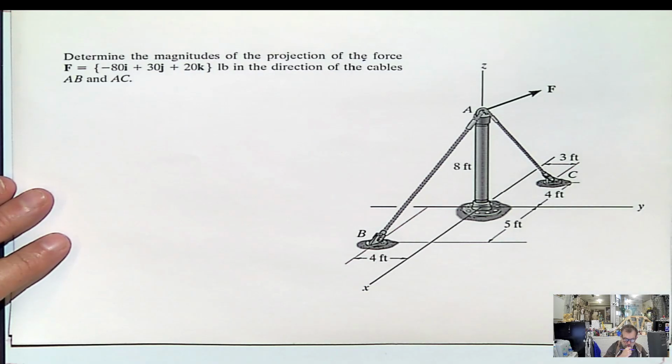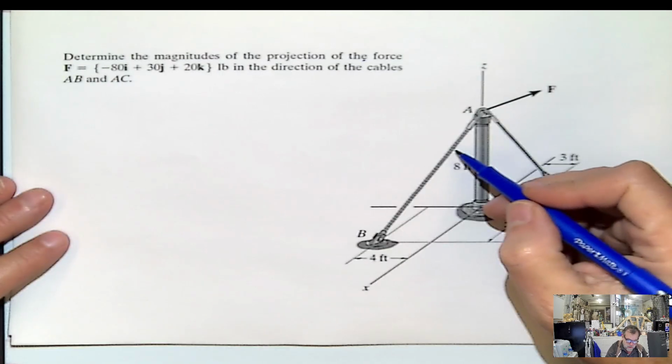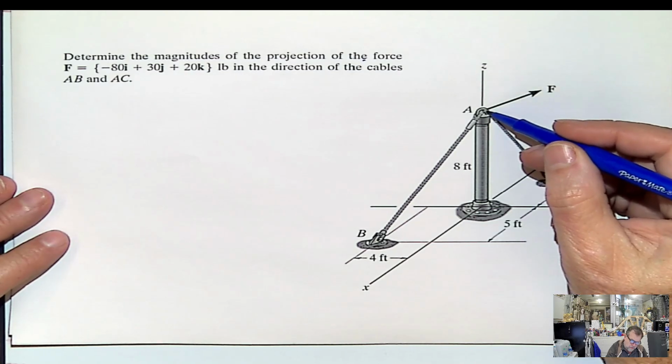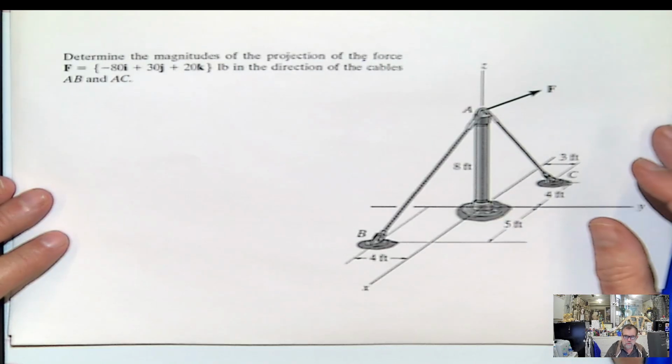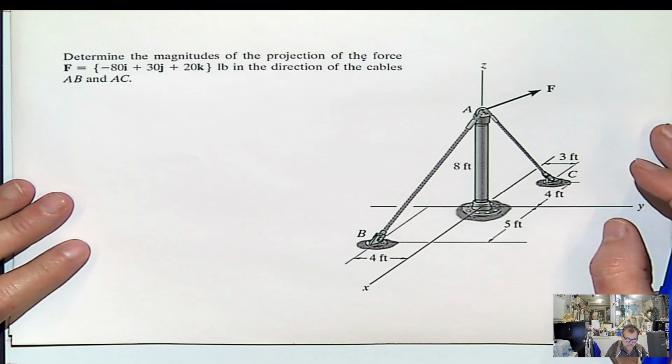Yeah, of course. You get the unit vector AB and dot multiply with F, and you get the unit vector AC and dot multiply with F. That's it. Plain and simple.